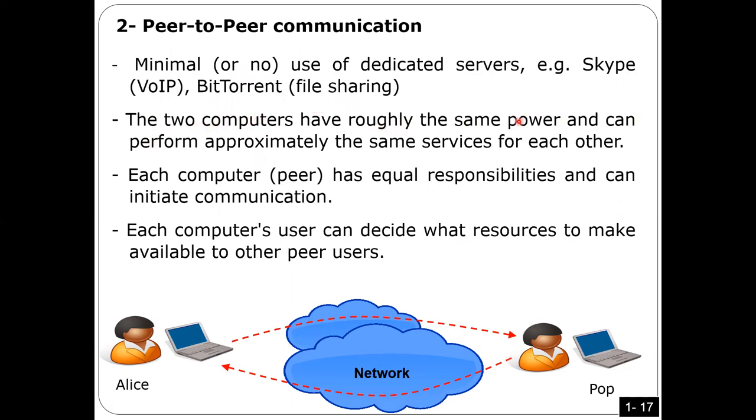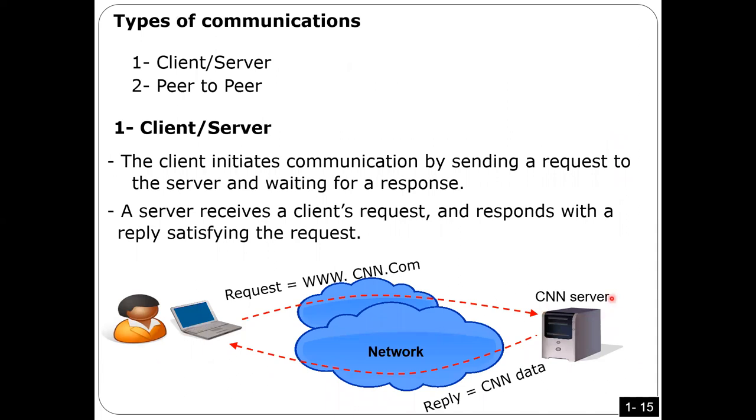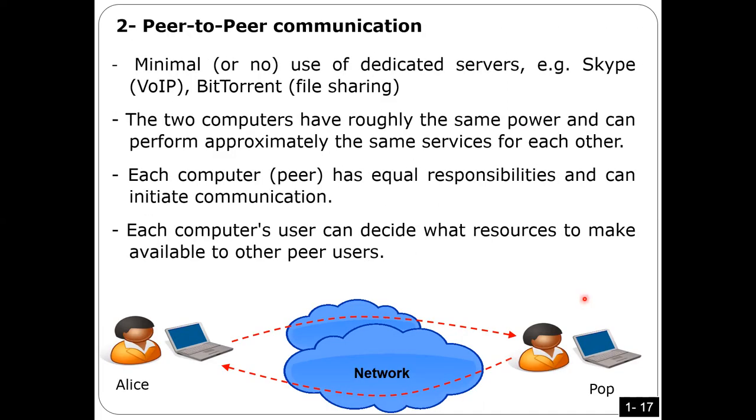These computers roughly have the same power, meaning the same computational power. But for sure, in the case of a server, because this server has to serve too many clients, it should have much more computation than the clients, okay? So here, any one of them can start the communication, and they approximately do the same service to each other, okay? So is the difference clear?